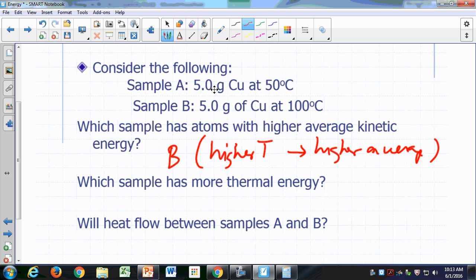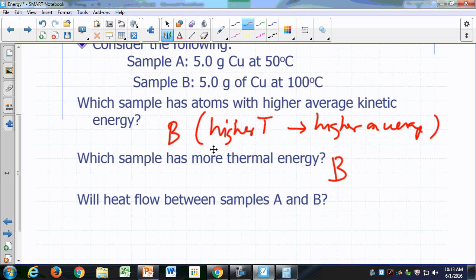So I have, let's say, 5 kids with an average money of $5 per person, versus 5 kids with an average of $100 per person. Which one has more money? Sample B. Okay. Is there going to be heat flow between samples A and B? Yes, because the temperature is not the same. Which direction does heat flow? So from B to A. Heat will go from B to A.